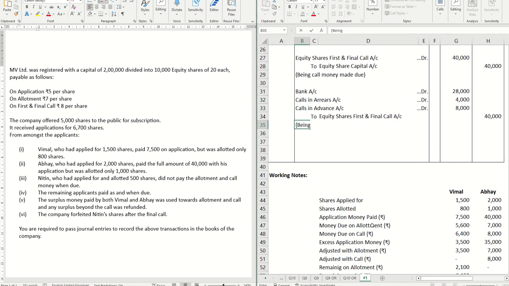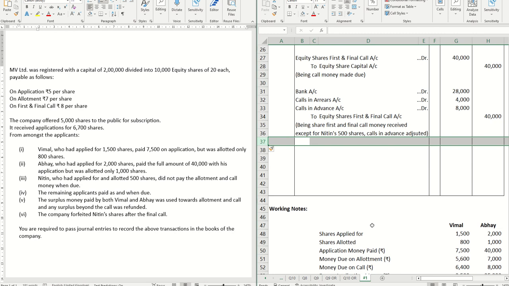Let's complete the narration, being share first and final call money received except for Nitin's 500 shares, calls in advance adjusted. All right. So we have done the first and final call as well.